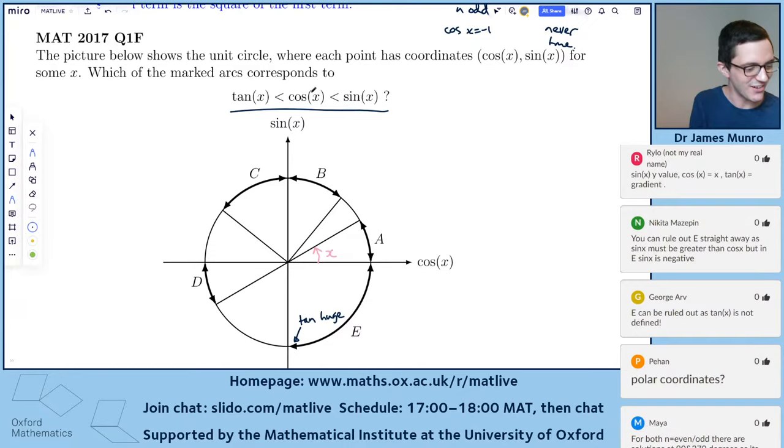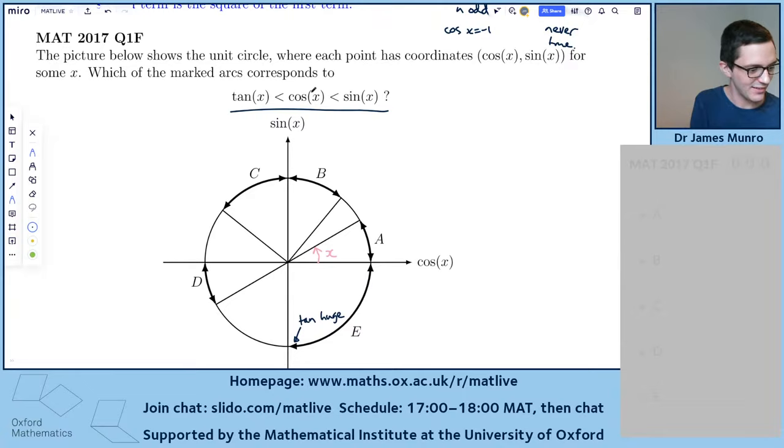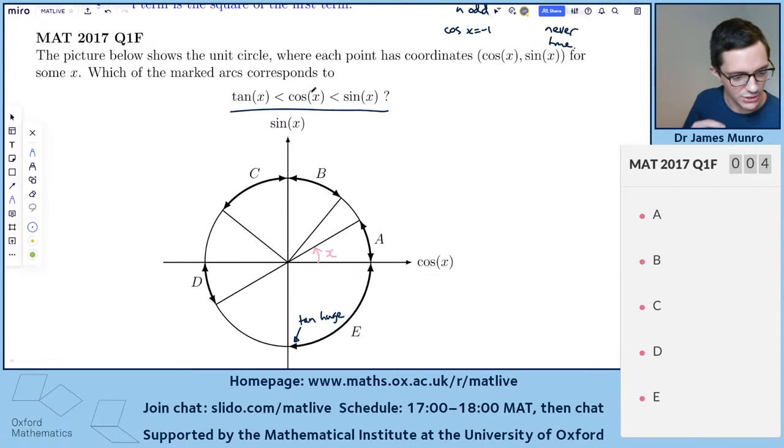Cool. People are trying to multiple choice it again. Okay, right, let's turn on a poll and see what happens. Secret poll this time. Yeah, tan is sine over cosine, says someone in chat, which is y over x here. I found this question quite tricky to think about, to break down which regions we wanted to talk about. I found it really helpful to think about different regions at different times.